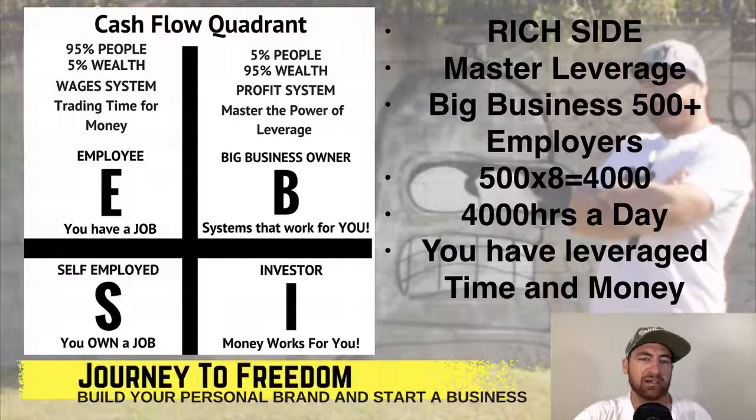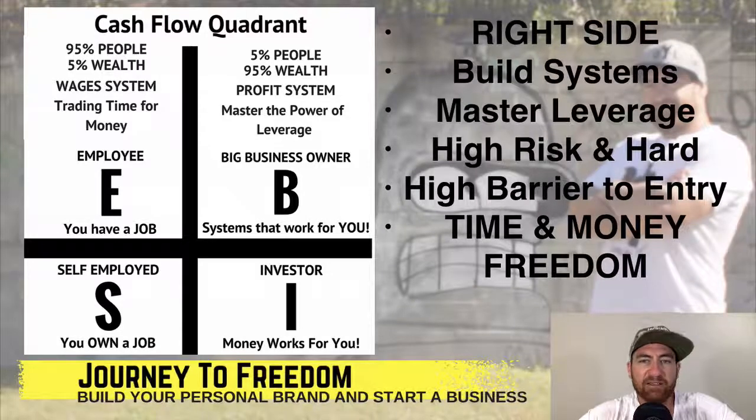So basically, a business owner has a system that works for them. And then this investor, they invest money so they can leverage off more money. So the right hand side, they build systems and they master leverage, but the only bad thing about the right hand side is that it is high risk and it's hard. You're risking a lot of money and it takes a lot of work, so that's why they have a lot of employees. Business owners employ employees and pay them money so they can get the time.